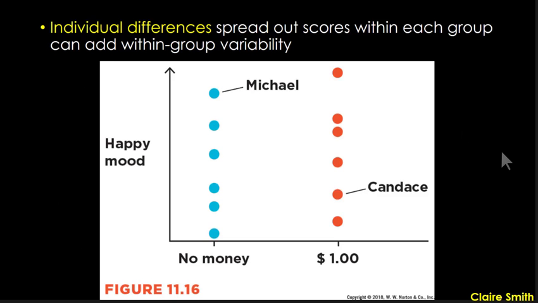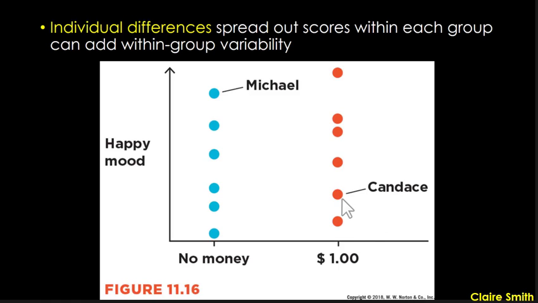Okay, individual differences. Individual differences can spread out scores within each group and add in-group variability. Some people just naturally are happier, some people are sadder, some people are smarter, right? So comparing people who didn't receive money versus received money, in general, people who received money are a little bit happier than people who didn't, but there's individual differences between these people, between groups.